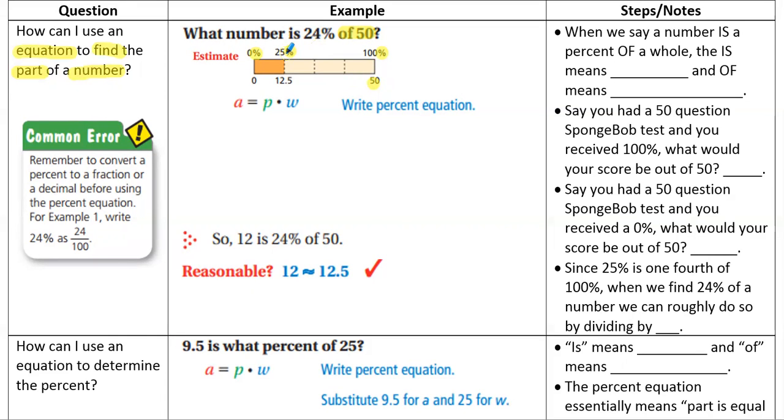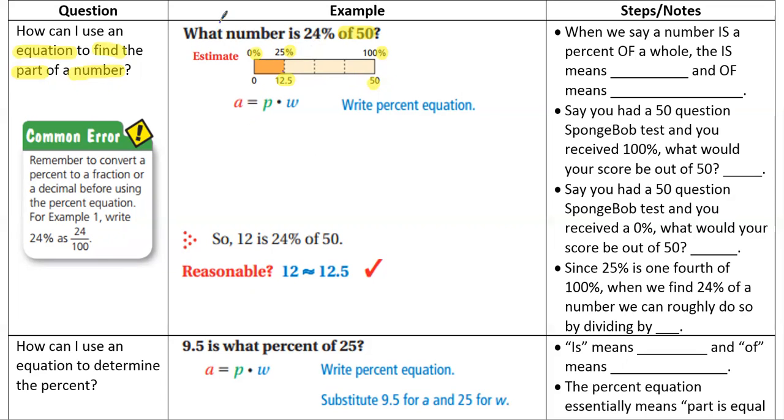That's close to 25%. So this will help us estimate that 1/4 of 50 is about 12.5. So we should get a part of about 12.5. It's always good to estimate to know about what you're looking for when you actually do this.